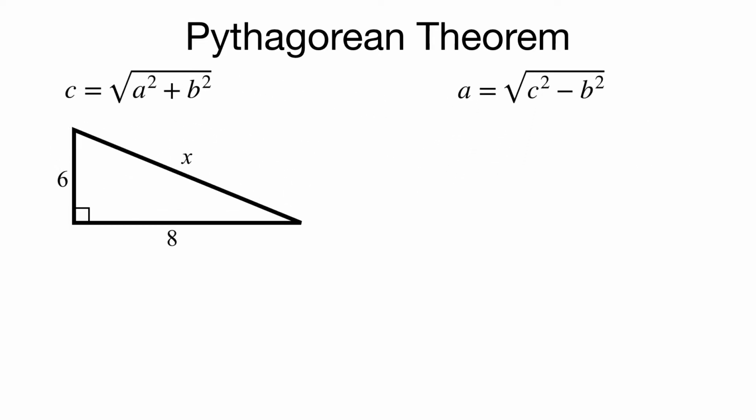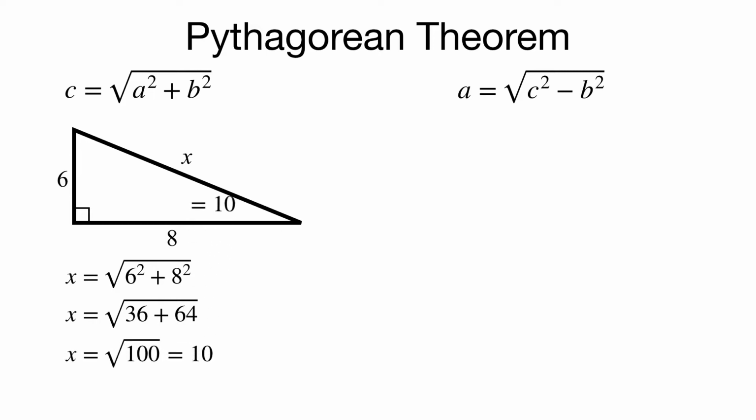Let's look at a few examples. In our first example, I'm trying to find a hypotenuse. So my x is c, and 6 and 8 are my a and b, so I'm plugging it into the equation. So x will be the square root of 36 plus 64, which adds up to square root of 100, so x is 10.